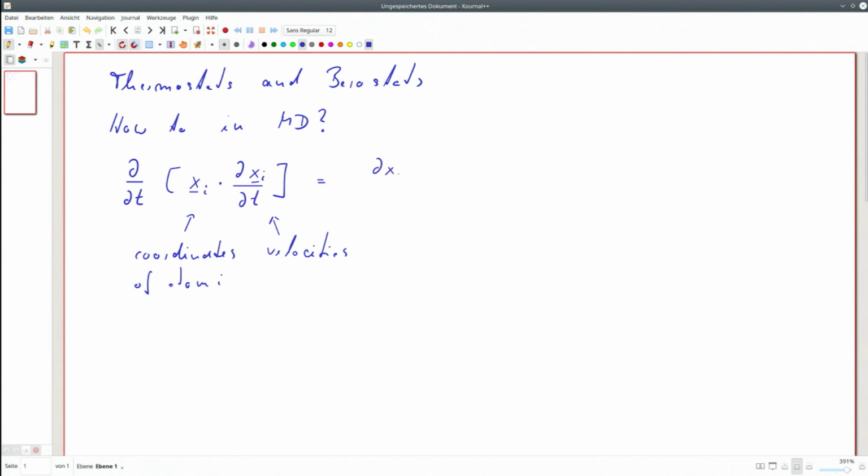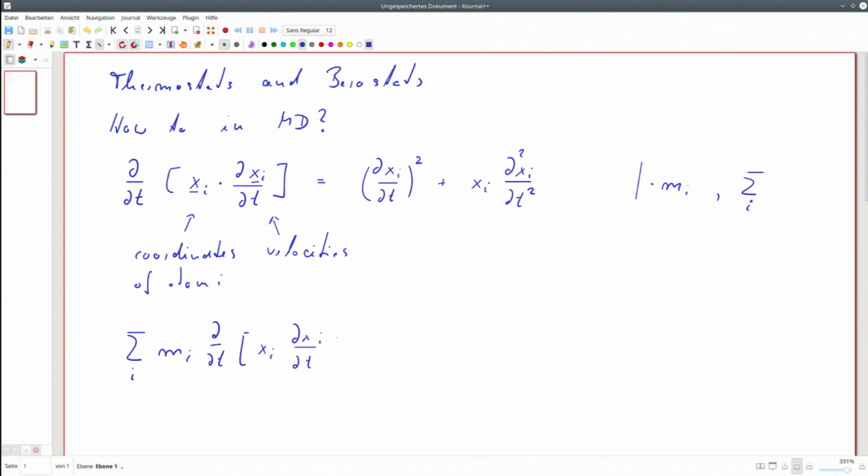So you get (dx_i/dt)^2 plus x_i d^2x_i/dt^2. We multiply this by the mass of particle i, and we sum over all atoms i. So we find here the sum over i of m_i d/dt of this bracket here, equals, I guess you already see what it becomes.